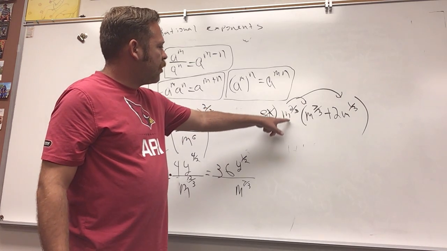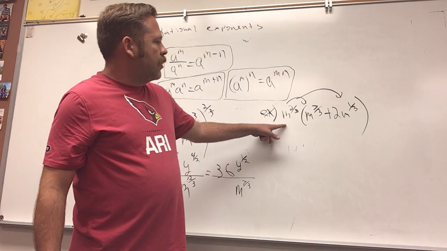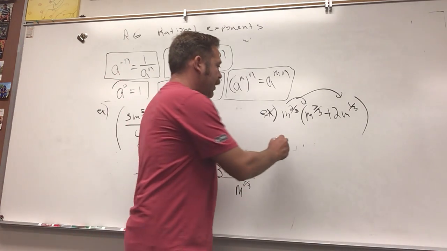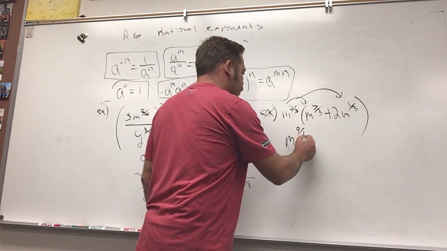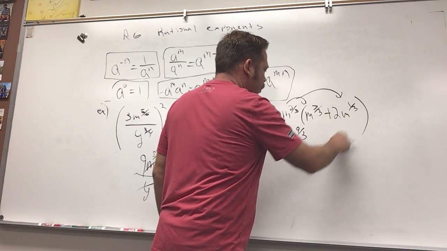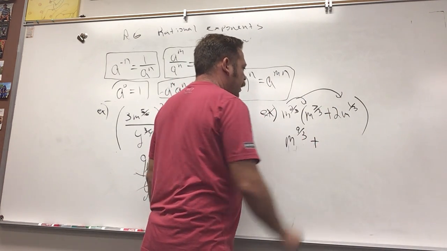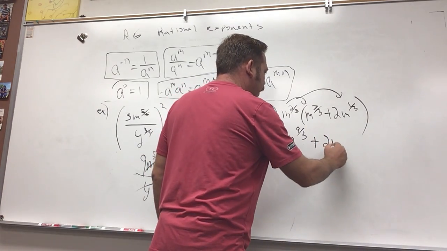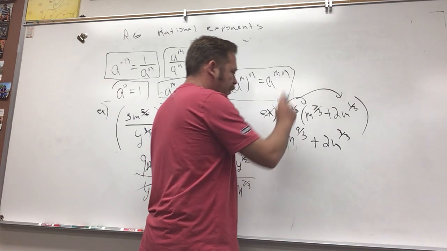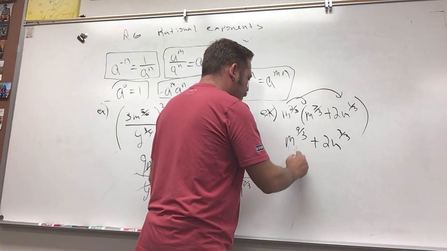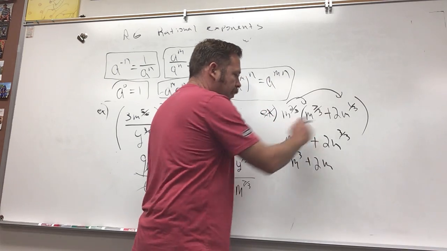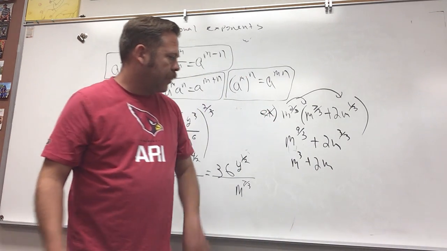So m to the 2/3 times m to the 7/3, when you multiply, what do you do with the exponents? You add them. So we get m to the 9/3. And m to the 2/3 times 2m to the 1/3 is 2m to the 3/3. Let's simplify, and I get m to the 3rd plus 2m to the 1st, or just 2m. And there we have it.